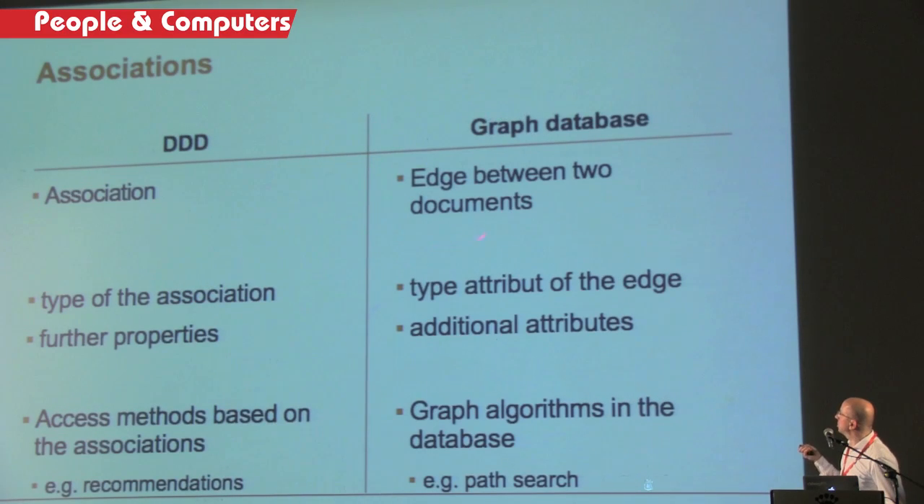The associations, well, they map well too, but not for a document database, but for a graph database. The associations correspond directly to the edges that you have between two documents. And that such an association can have a type matches to the type attribute or the label that you might have. And the additional properties that you can have here map to the additional attributes that you can have to your edge in the label. And the access methods that actually are talked about in the book correspond to the graph algorithms. So for example, to implement something like recommendations for our web shop, you can use a path search.